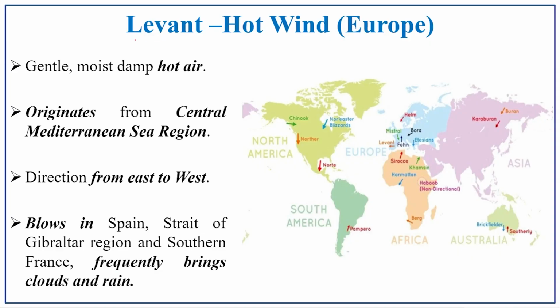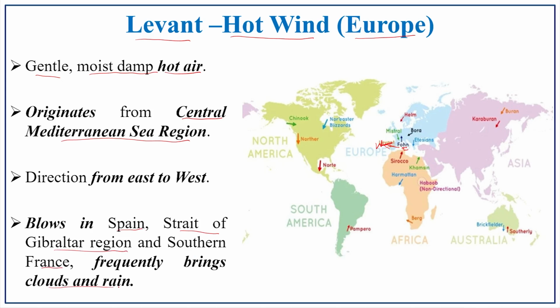The next one is Levant. It is a hot wind which is blowing in Europe. It is a gentle, moist, damp, hot air. This one originates from the central Mediterranean Sea region. The Levant is blowing from the central Mediterranean region, and the direction is from east to west. So, here from east to west is the direction of this Levant hot wind, and it blows in Spain, the Strait of Gibraltar region and southern France, and frequently it brings clouds and rain.